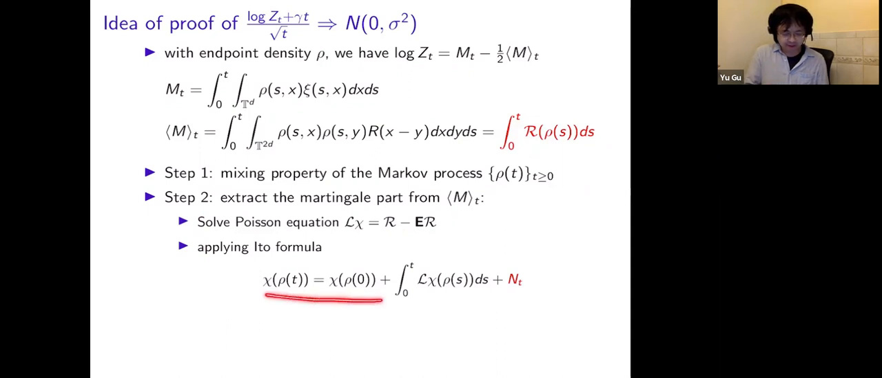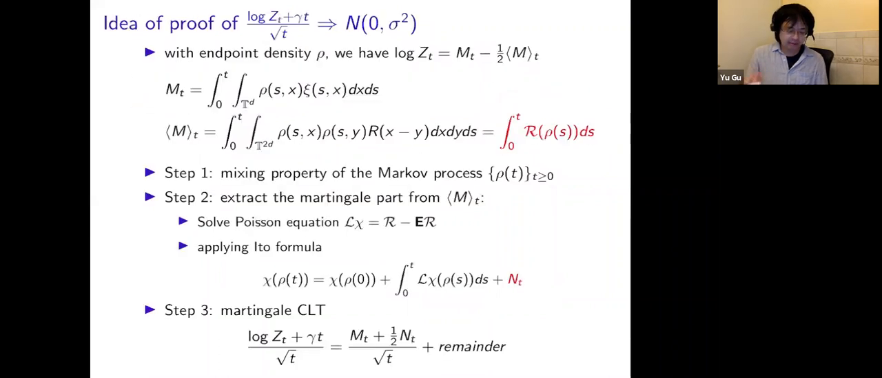Then you apply the Itô formula, and that's what you get. Chi is the so-called corrector. You apply the Itô formula, you get the drift, then you have a martingale term. This drift is precisely what you're interested in. It's just this term, centered. So now you can try to apply the martingale CLT. What you're interested in is just log Z_T. So it's just M minus half the quadratic variation. Then after centering, that's precisely the combination of those two martingales divided by square root T, plus some remainder. If you have good control on this corrector, then after dividing by square root T, this remainder will just disappear as T goes to infinity.